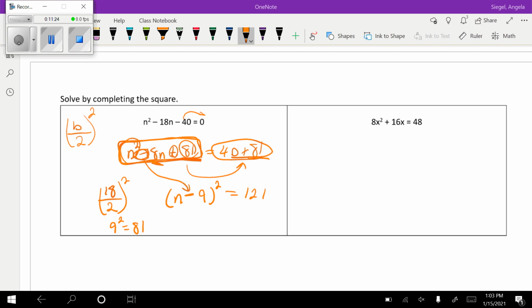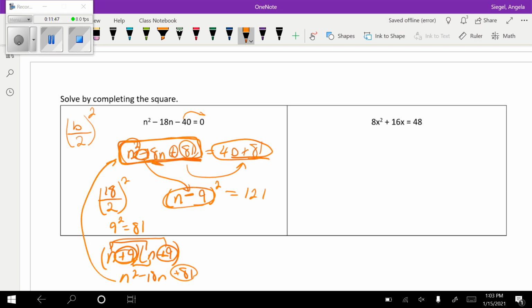The reason why this works is, let's go backwards. If I said n minus 9 squared, we would have n squared minus 18n plus 81, because I don't care if this is a plus or a minus, that last term is always going to be positive because it's the same sign. So that's where we're getting that, and that's why we can go backwards here.